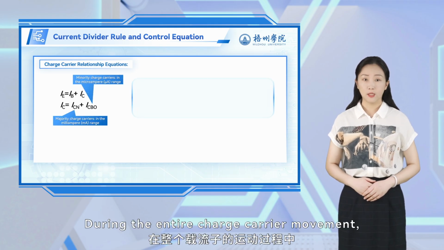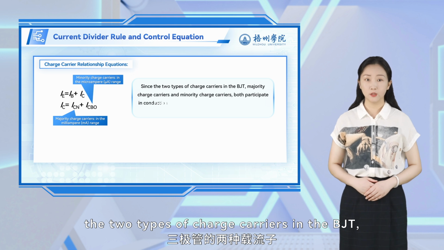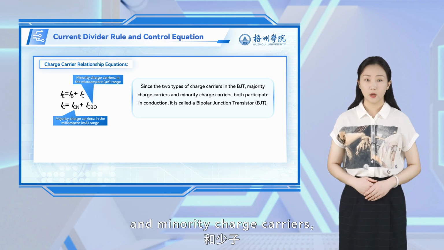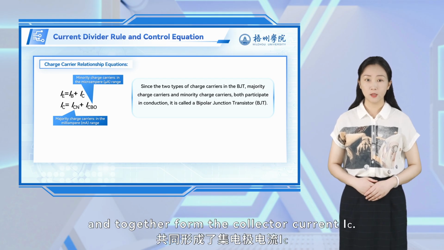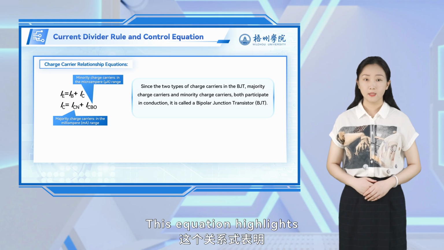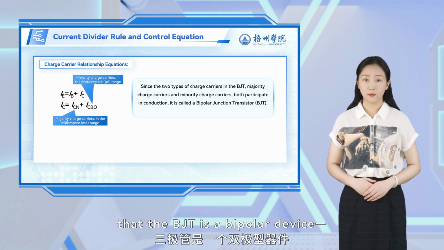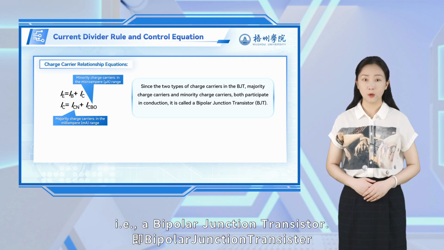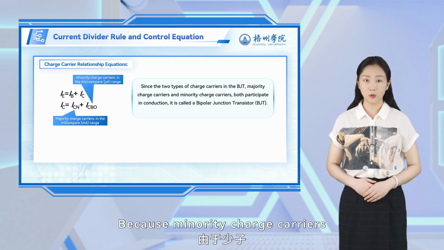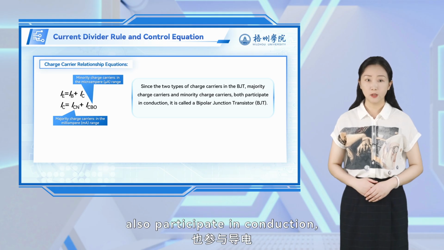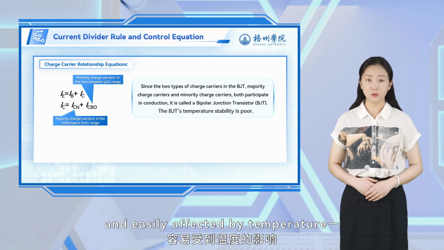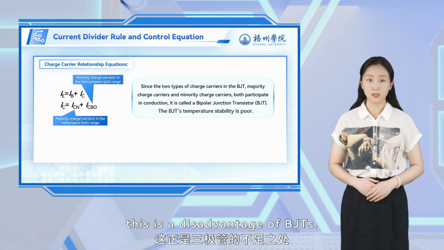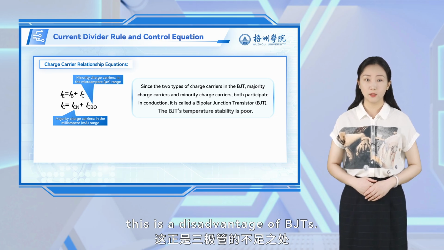During the entire charge carrier movement, the two types of charge carriers in the bipolar junction transistor, majority charge carriers and minority charge carriers, both participate in conduction and together form the collector current IC. This equation highlights that the bipolar junction transistor is a bipolar device. Because minority charge carriers also participate in conduction, the bipolar junction transistor's temperature stability is poor and easily affected by temperature. This is a disadvantage of bipolar junction transistors.